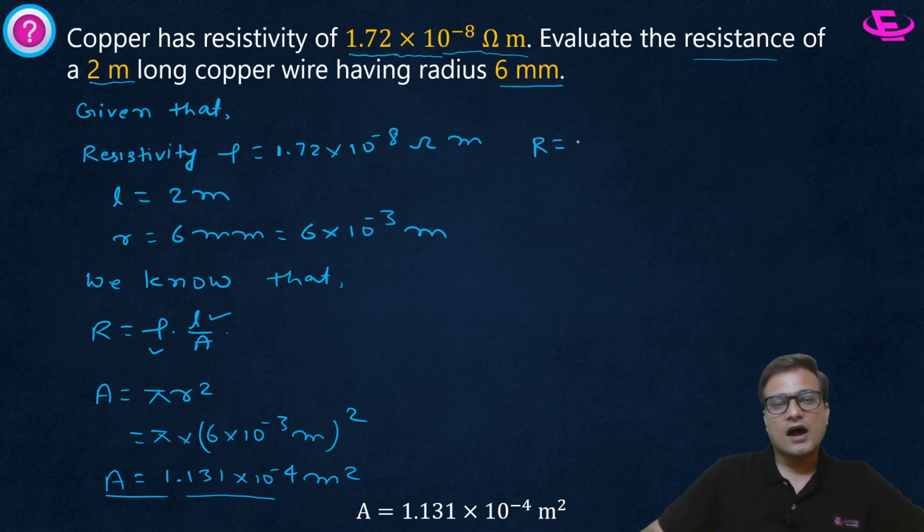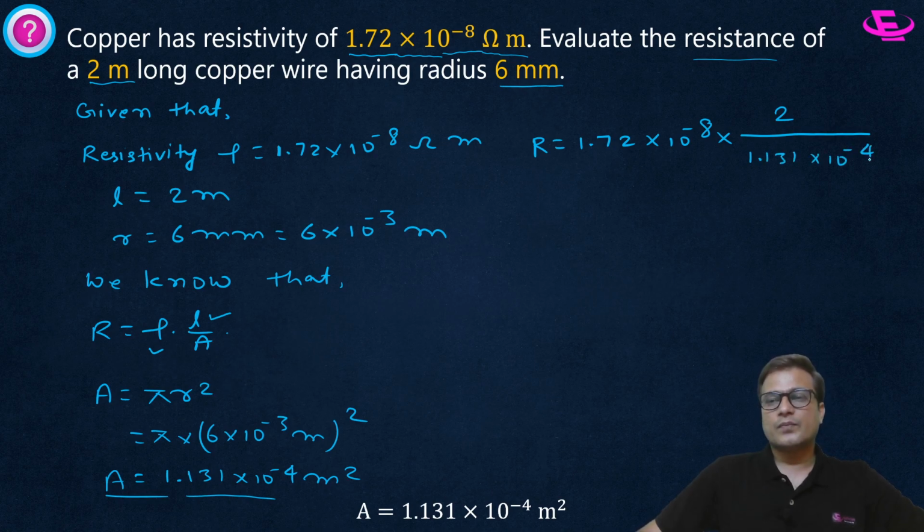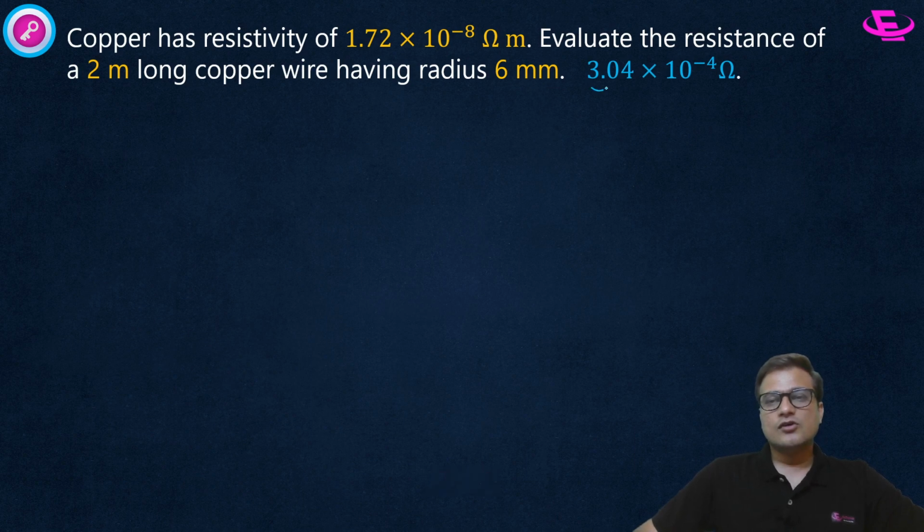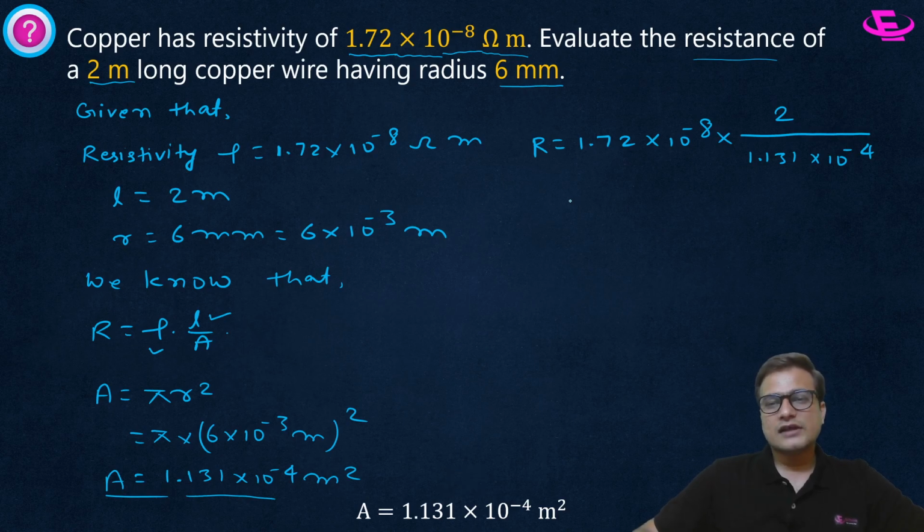Next you can write R equal to rho, 1.72 into 10 to the power minus 8, into L, the value of L is 2, divided by the value of area A, which is 1.131 into 10 to the power minus 4. So from here, if you calculate, you will get resistance R equal to 3.04 into 10 to the power minus 4 ohm. This is the value of resistance R.